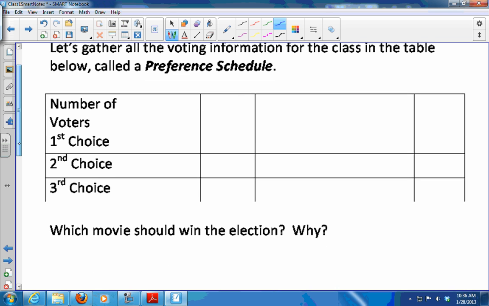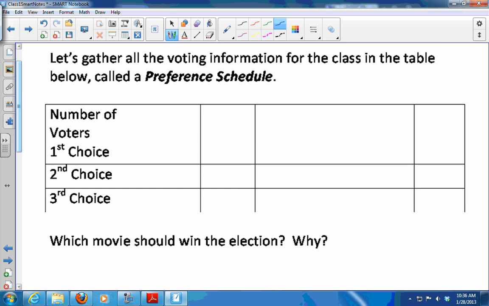Okay, so now we're going to gather all of our voting information for the class into a table called a preference schedule. So there's only so many ways people could list their choices. We've got 1, 2, 3.